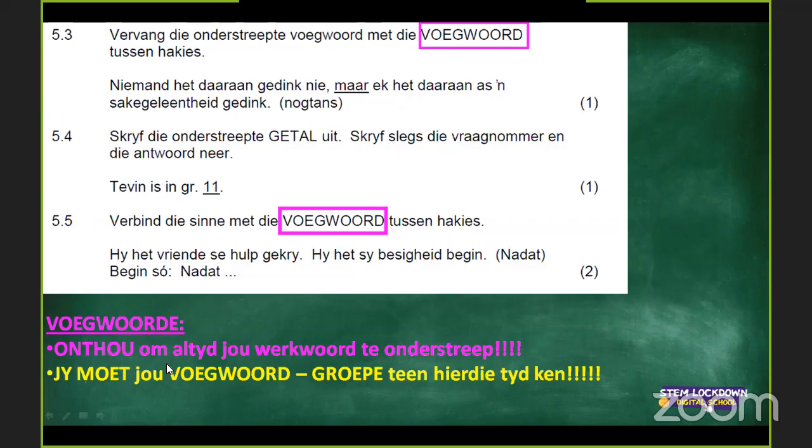Okay, so ek sê, onthou om altyd jou werkwoord te onderstreep. You need to remember to identify the verbs. I've said this numerous times over the last couple of days. If you can identify the verb, you can do any language-related sentence in Afrikaans because it is just the verb moving around in the sentence.